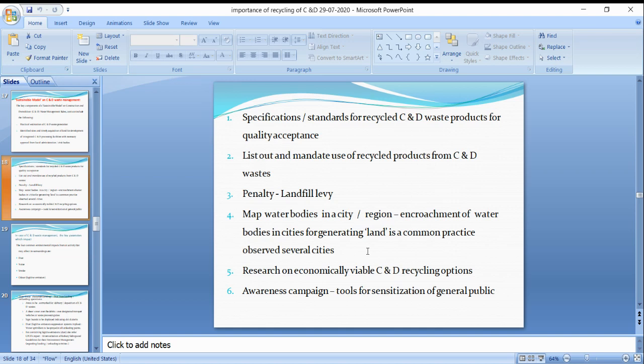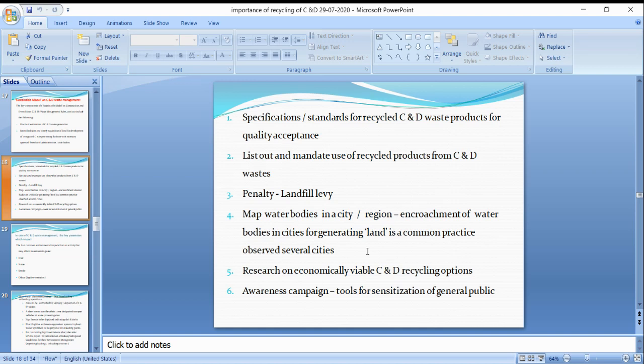Specifications and standards of recycled construction and demolition waste products for quality acceptance. So they have to get the quality acceptance also. List out the mandated use of recycled products from CND waste. They have to record what things are used as recycled products, and the penalty for the landfill. So they have to give a penalty if there is any landfill.